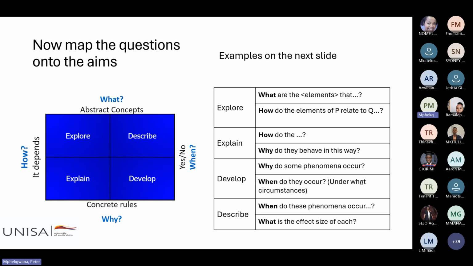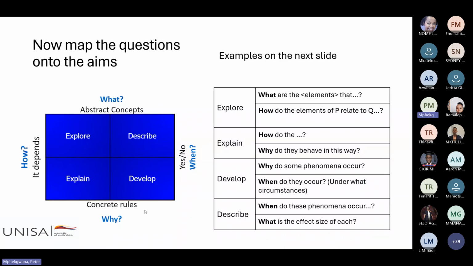Then if you are developing, your objectives can be structured so that they start with why and when. Then if you are describing, you can look at the when and what. What is the effect size? What is this? How many, something like that. Then you can say that you are describing, then developing. It falls into 2 aspects, the concrete and the when or the yes or no thing. Then it's describe, when, and what.